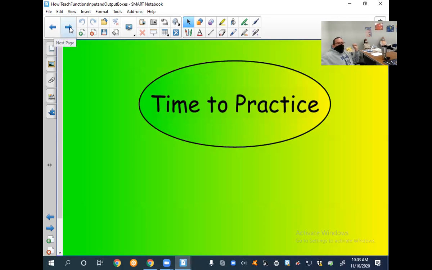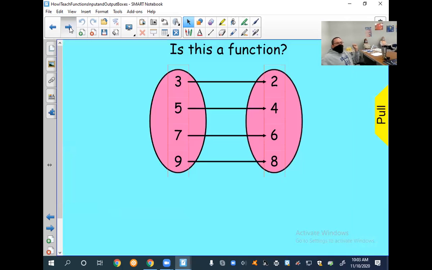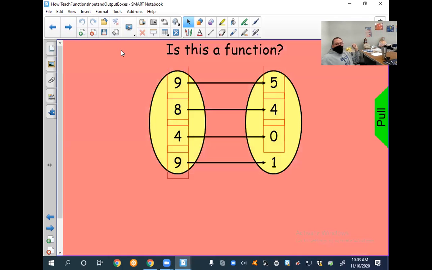Let's practice the other part. Okay, x's can't repeat, right? If we don't have a graph, this is the other way to think about it. So would this be a function? Let's start with Ava over there. Yes, because 3 goes to 2, 5 to 4, 7 to 9, 7 to 6, 8 to 9. Are any of these x's repeating? Definitely a function. Okay. What about here? Jace?